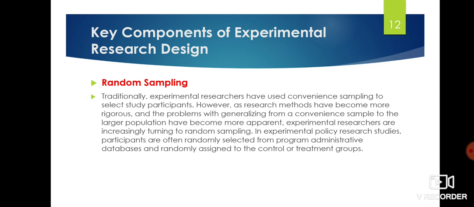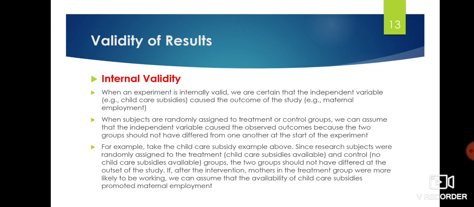Pero tandaan nyo din, ang experimental studies actually ay quantitative at dapat probability sampling ang ginagamit. Kaya nga naging controversy ito kasi nga convenience is not really suitable for experimental. Therefore, dun tayo sa systematic. Internal validity. Ano po yung internal validity? When an experiment is internally valid, we are certain that the independent variable caused the outcome of the study.